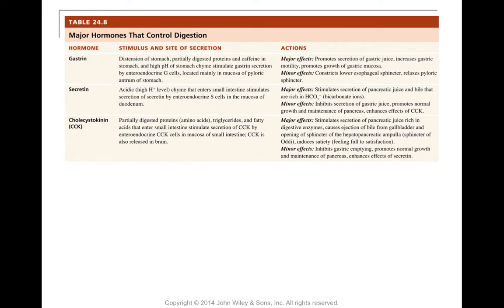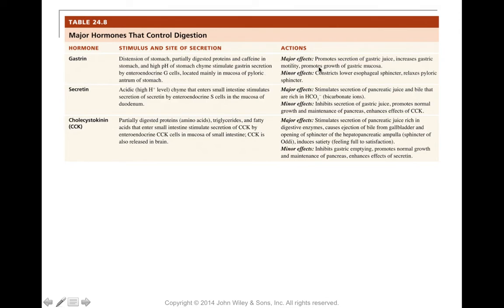So these are some of the hormones that we spoke about previously that are responsible for controlling digestion. The first is gastrin. Gastrin is stimulated by stomach distension and by the receipt of partially digested proteins, also by caffeine. So you can stimulate gastrin just by having a cup of coffee. Also by high pH of stomach chyme. That's all going to stimulate the gastric secretion, and that comes from the enteroendocrine G cells, which are found in the pyloric antrum of the stomach.